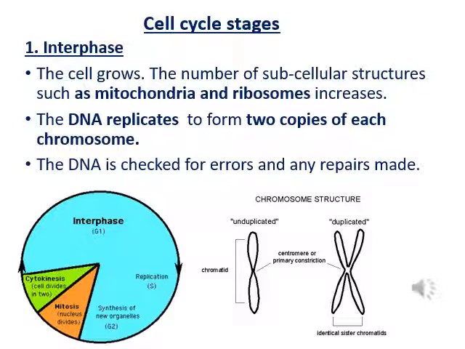The DNA also replicates, which just means copies, doubles itself, to form 2 copies of each chromosome. We also check the DNA for errors and make any repairs, because if the DNA has some errors in it, it could code for something dangerous.